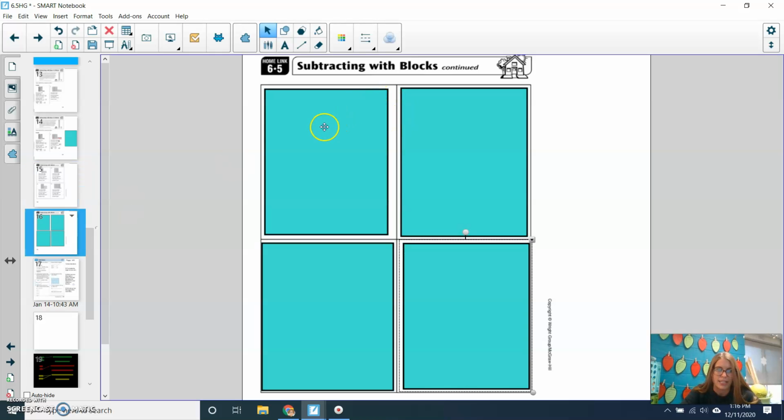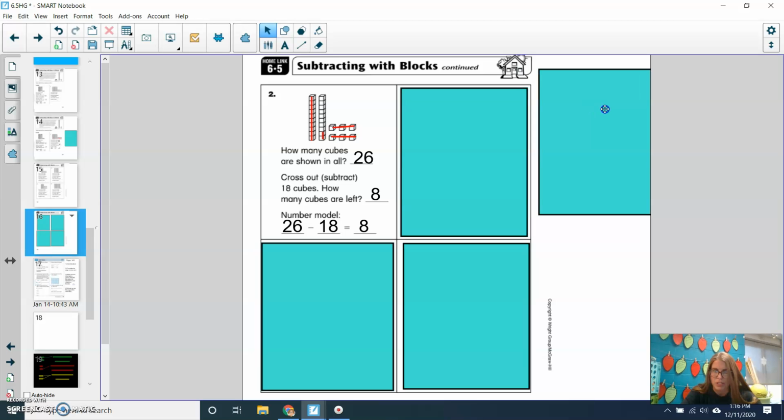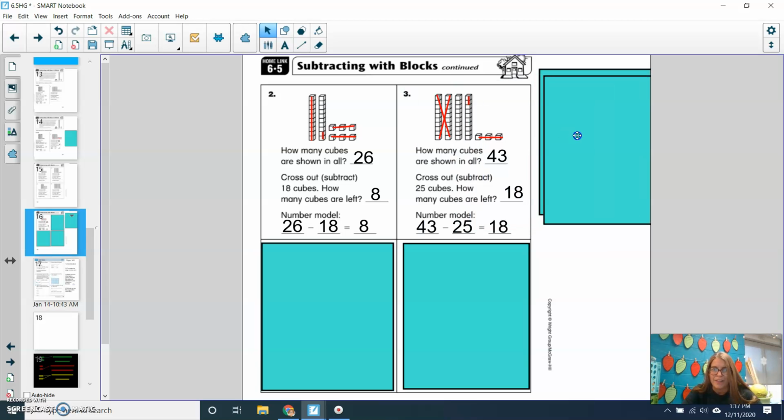All right, second graders, let's take a look at that first problem, number 2. So I can see that I started with 26 cubes. I crossed off 18 of them, and then I can see that I have 8 left. So 26 minus 18 equals 8. And if I'm about to reveal an answer before you've solved, press pause as often as needed. For question 3, I started with 43. I crossed off 25, and you can see that I have 18 left. So 43 minus 25 equals 18.